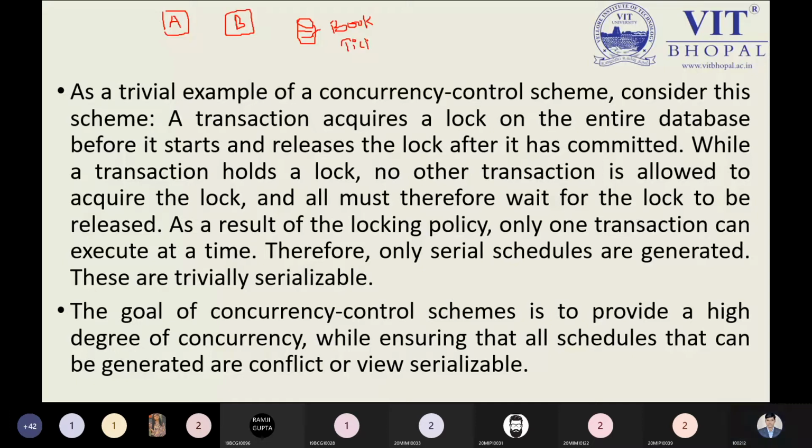What is my problem? Only one ticket is available. So the question is, who will get it first, A or B? Both systems are connected to my database system, but only one seat is available. So who will get the ticket? That is a big issue. This is a problem which is managed by concurrency control.